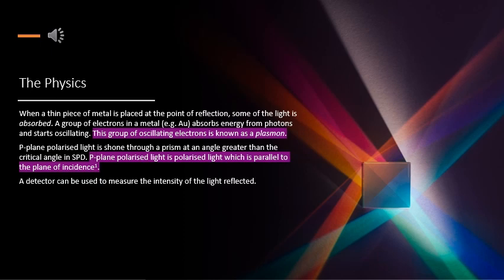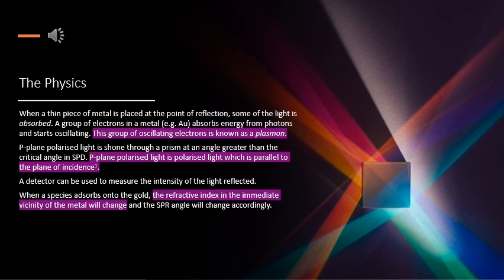A detector can then be used to measure the light reflected and, more importantly, the dark spots where light has been absorbed. When a species absorbs onto the gold, the refractive index of the medium immediately next to the metal will change, and the SPR angle will change accordingly.